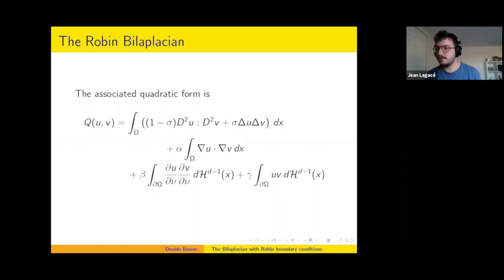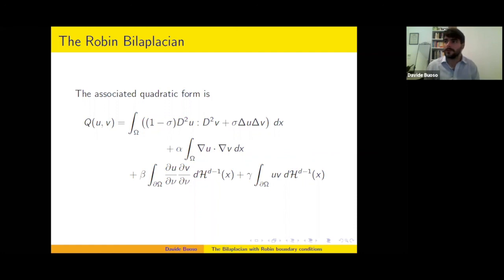The next question comes from the chat from Rick Lugeson, where he asks: in the quadratic form, would it make sense in the boundary term to use a dot product of the gradients rather than the product of the normal derivatives? And he apologizes if it was covered earlier. No, it was not covered.